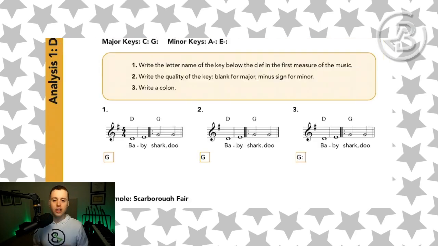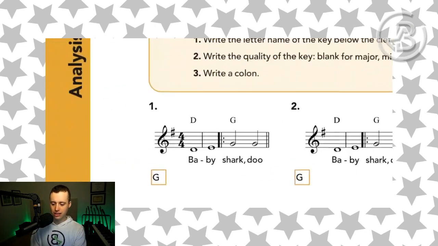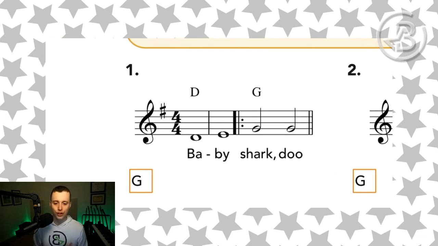So what you're going to do is step number 1, you're going to write the letter name of the key below the clef in the first measure of the music. Then you write the quality of the key, nothing for major, a minus sign for minor, and then you write a colon. That's it.